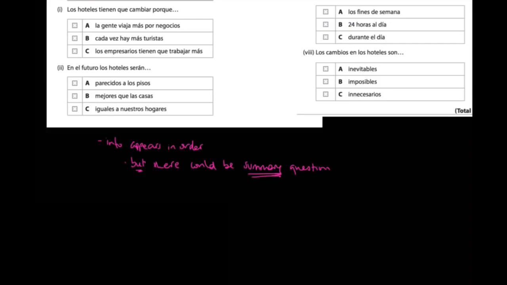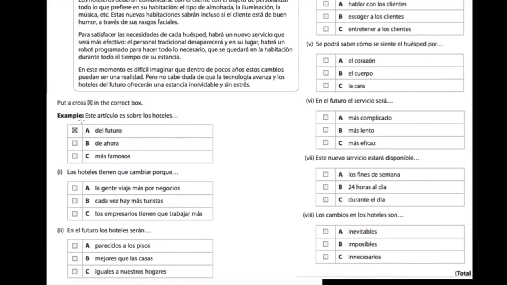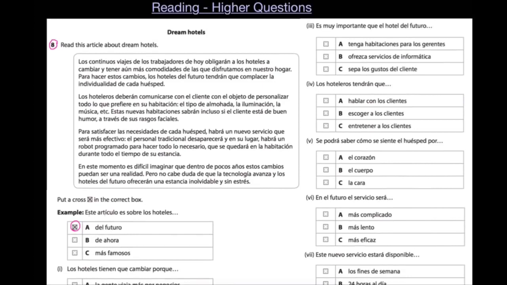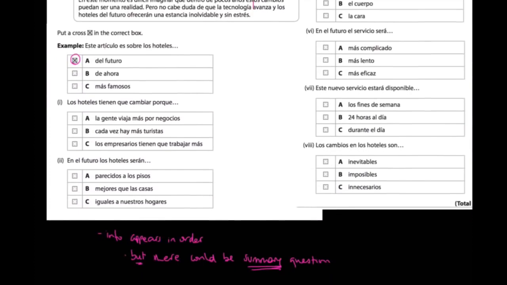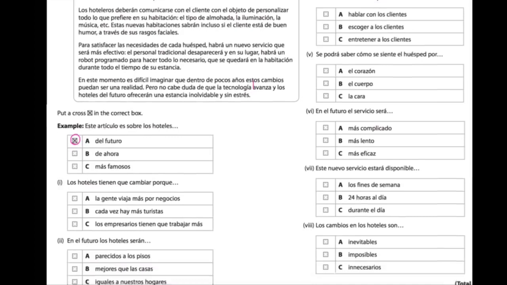Like, for example, if we look at the example: "Este artículo es sobre los hoteles del futuro, de ahora o más famosos." This article is about the hotels of the future, of today or of now, or most famous. And the answer is "del futuro." And if you look in the text, you would struggle to find somewhere where it says it's the hotels of the future. It's just in general, after having read the text, you sort of know that is the case. So be careful with these type of questions, where you don't find the answer in one specific place.